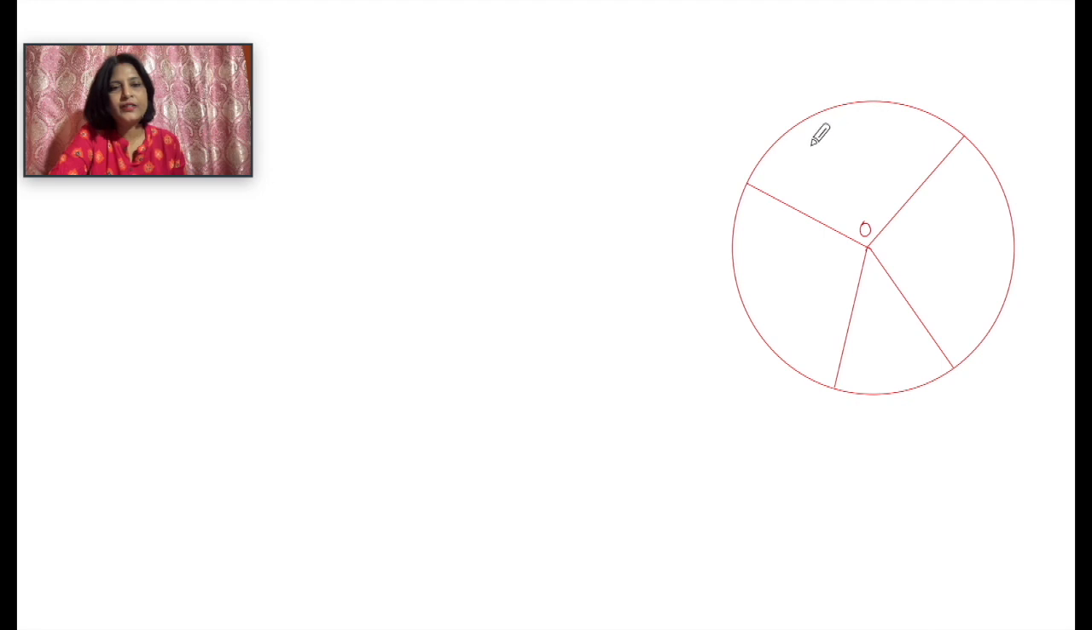Suppose this circle represents the students of a school and the transport or the means by which they reach school. So one portion over here I am writing by school bus. This by walking. This sector by car and the other sector by cycle.